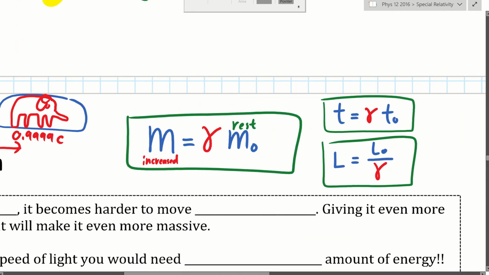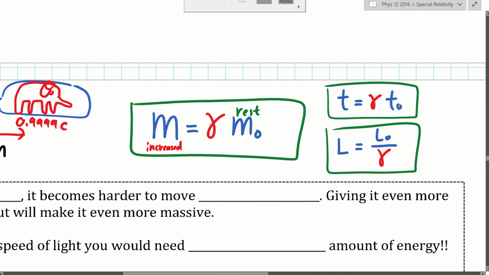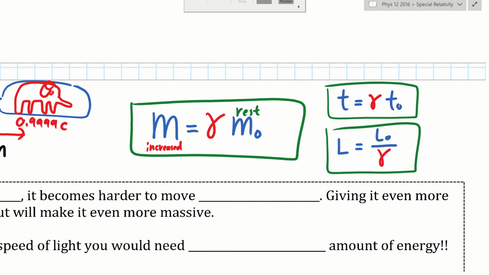So now let's sum up all the equations at this point before we move on and do a couple of examples. Technically speaking, all three of the special relativity equations have almost exactly the same look. It's gamma something. Now remember the gamma factor, right? 1 over the square root of 1 minus v squared over c squared.